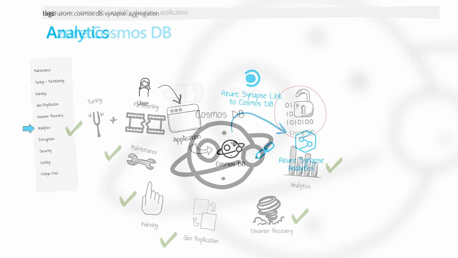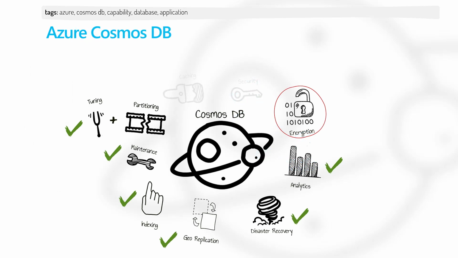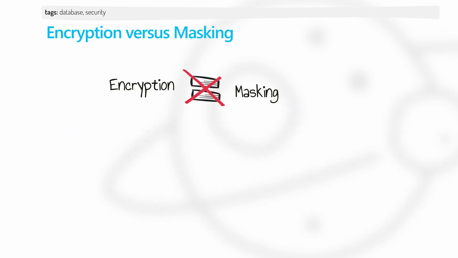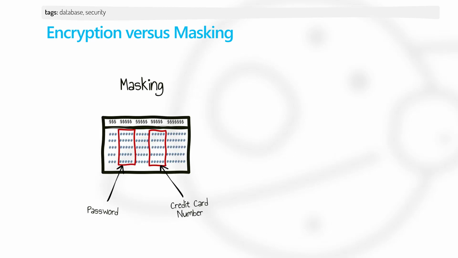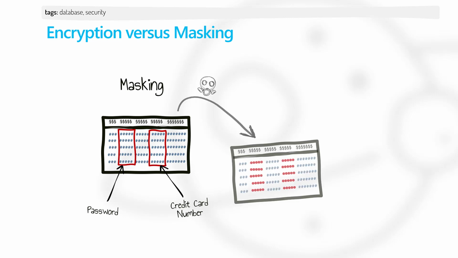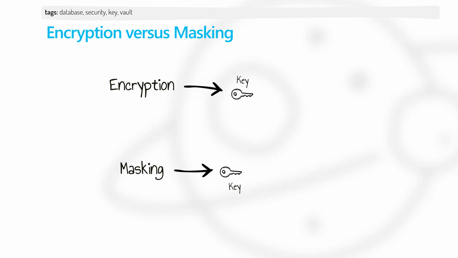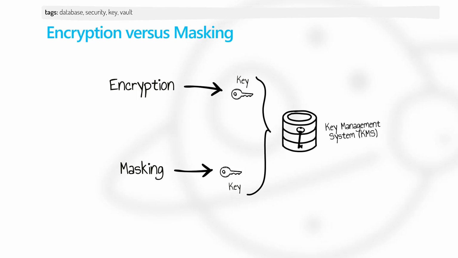For securing data in Cosmos DB, one capability is encryption. Before we proceed any further, understand that data encryption is not the same as data masking. Encryption applies to the database and encodes all the data before storage. Masking, on the other hand, applies to certain confidential information like passwords or credit card numbers and conceals or masks the data from people. Regardless of data encryption or data masking, both make use of secret keys to encode and decode the data. The used keys are stored in a key management system, or KMS.